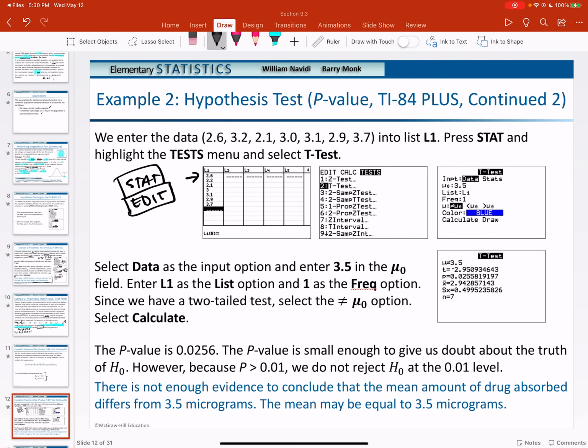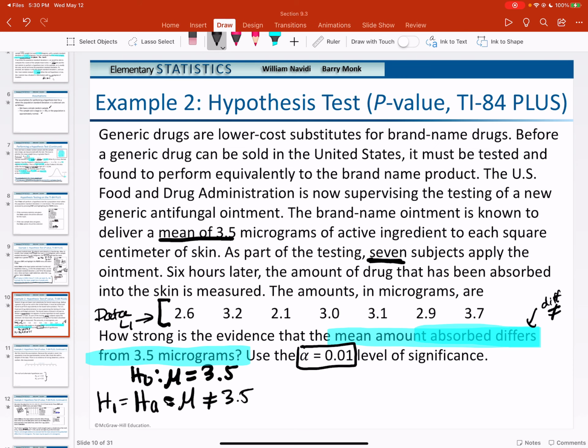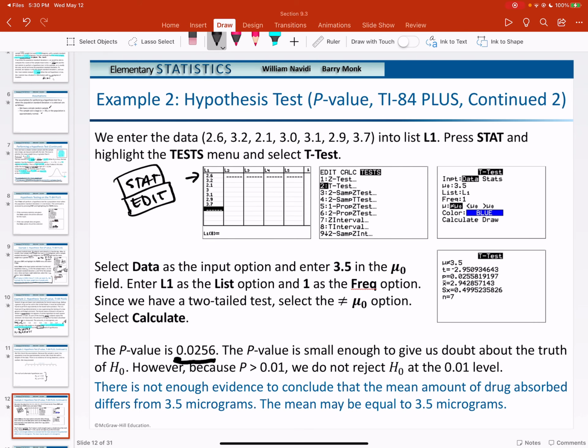Okay, so that's kind of what we had here. The p-value is 0.0256. The level of significance was what? Here, 0.01, remember that? So alpha was 0.01. So we need to compare p-value to alpha. P-value is going to be greater than alpha, right? Because 0.0256 is greater than 0.01, okay? So since it's greater than, we do not reject the null at this level. So you can say fail to reject or do not reject.